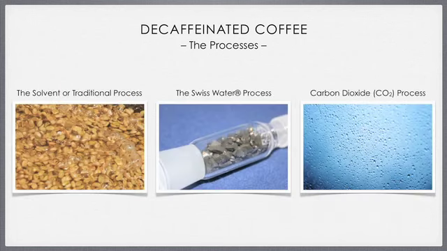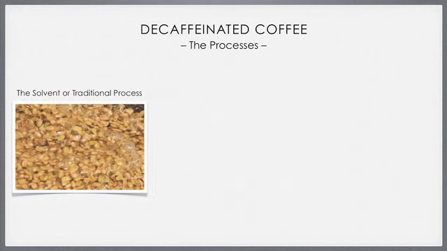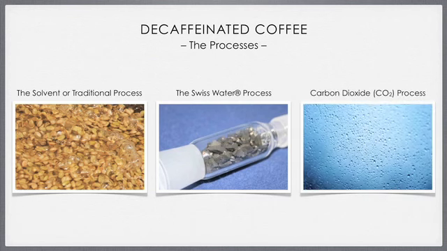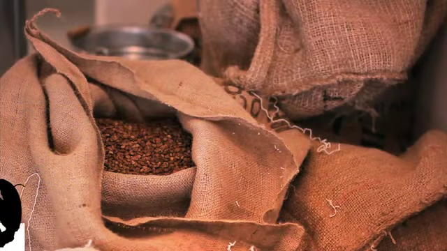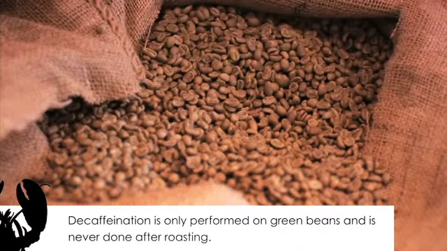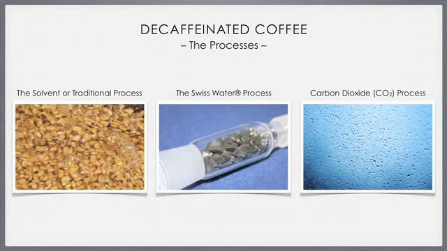There are 3 different processes which are used today to remove caffeine from the coffee bean. Firstly, the solvent or traditional process. Secondly, the Swiss water process. And thirdly, the carbon dioxide or CO2 process. All decaffeinating processes are done when the coffee beans are in their green state and never while they are cherries. It is also never done after roasting. So let's look at these 3 methods very quickly.